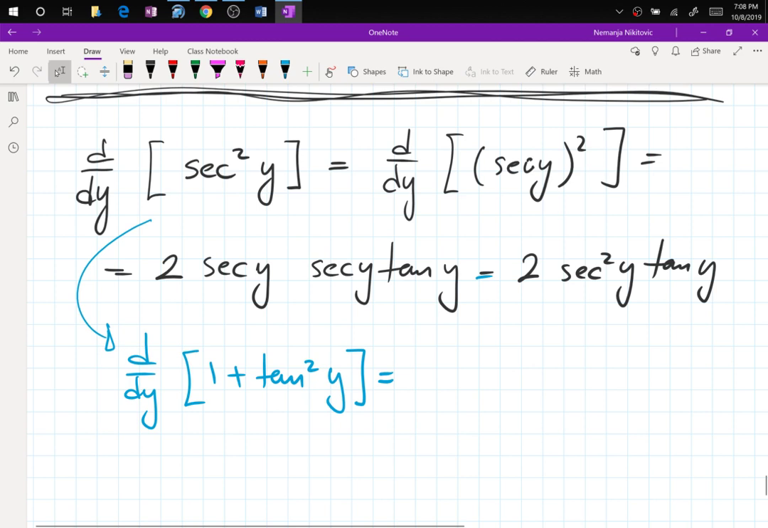All right, guys, it's time to solve this problem using the identity. Derivative of 1 is 0, plus the derivative of tangent squared is going to be 2 tangent y. And now the derivative of tangent is secant squared y. And it's the same answer. Cool, huh? The derivative of secant squared and the derivative of tangent squared give you the same answer. Right?